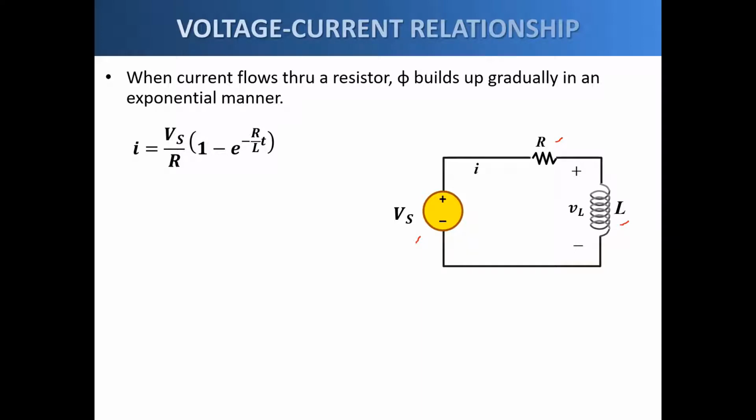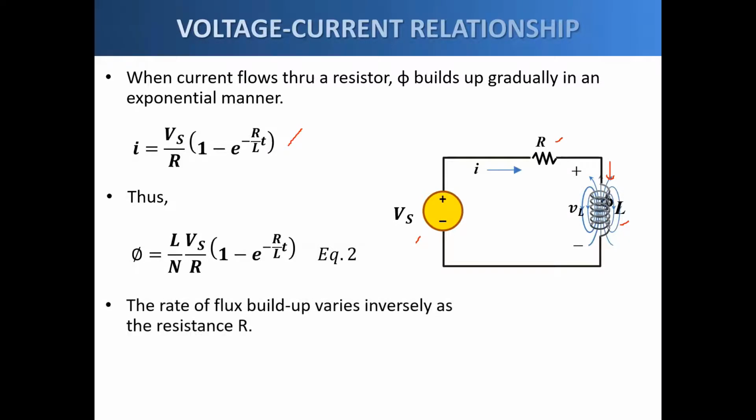Now, without showing the derivation, the current that we will get there will increase gradually, and in fact will behave exponentially as shown by this equation. Since our flux is directly proportional to the current that flows through it, the flux will also behave exponentially and will be given by this equation.